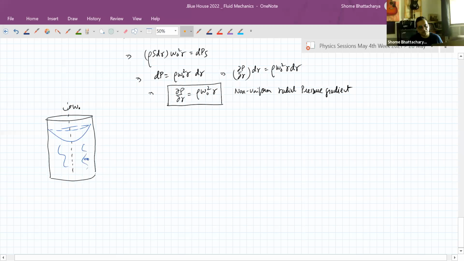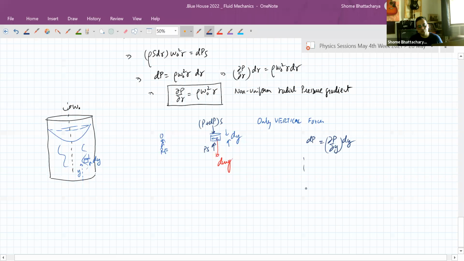So now if we consider a volume element like this, which has a thickness dy. I'm not going to repeat that whole derivation. This is again in the rotating frame, but I'm considering only vertical forces on it, because I've shown the equilibrium of the horizontal forces above. You can see that it's the weight that has to be balanced, and this time dP is equal to del P by del Y into dy. From this whole derivation, we get that the vertical pressure gradient is minus rho g. So radial along with vertical pressure gradient is present.